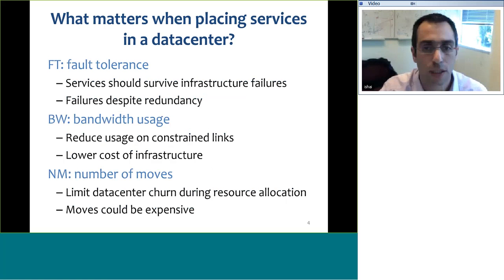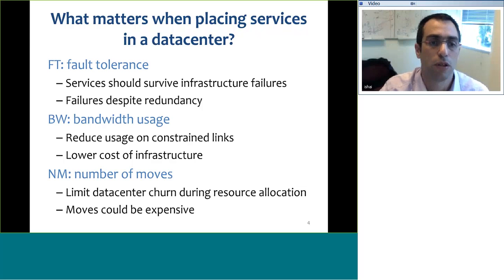Or in other words, a certain service requires, let's say, 100 machines. Which physical machines do I allocate to that service? So it's a mapping from logical machines to physical machines, if you wish. There are a few criteria here that kick in that are very important.